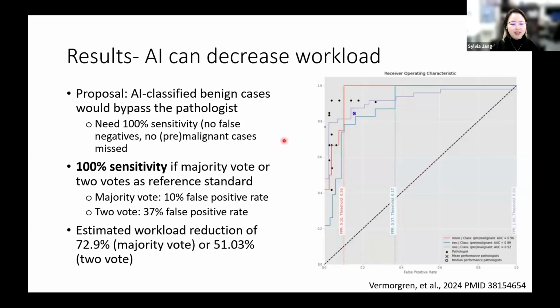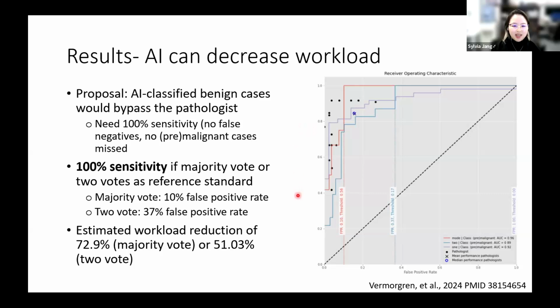So another proposal this paper talked about is that if the AI classified benign cases could bypass the pathologist, then you could significantly decrease the pathologist's workload. In order to do that, the AI program would have to be 100% sensitive. So there should be no false negatives, no cases missed that could be pre-malignant.